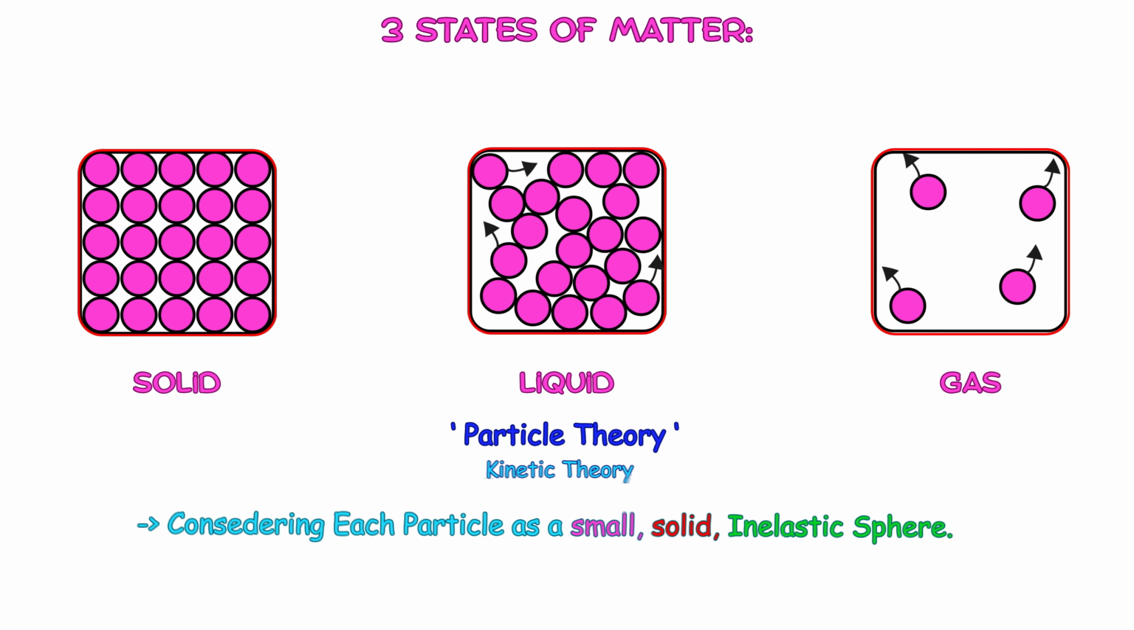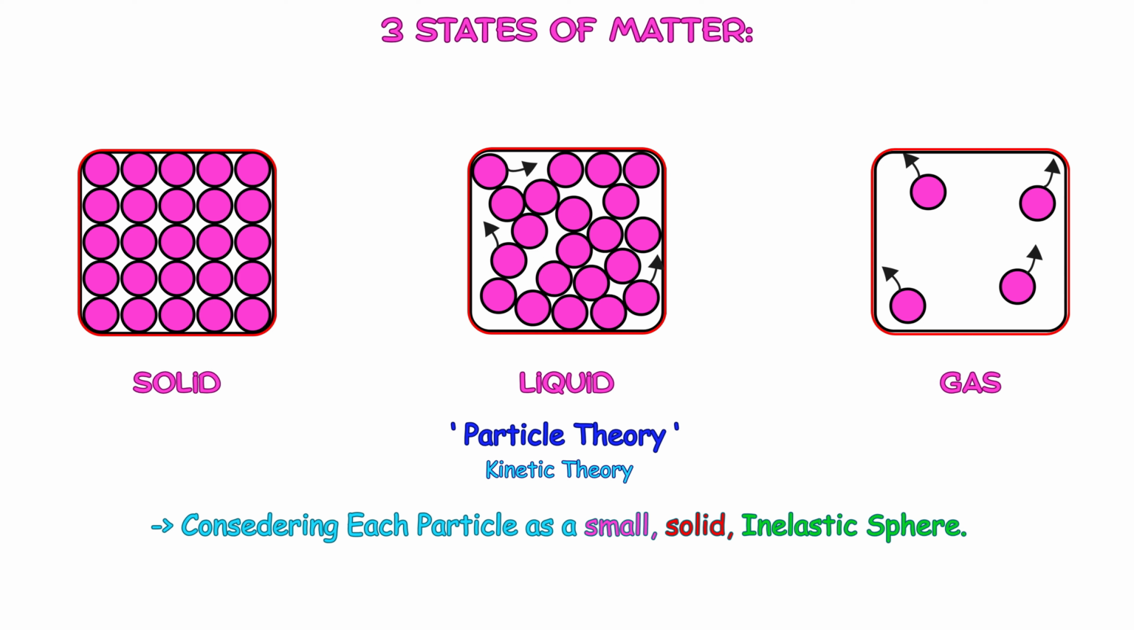In this video, we're diving into the fascinating world of the three classic states of matter: solid, liquid, and gas, and we'll explore how substances can transition from one state to another using a very handy model called particle theory, also known sometimes as kinetic theory, which helps us imagine how the tiny particles behave in each state by treating each particle like a small, solid, inelastic sphere.